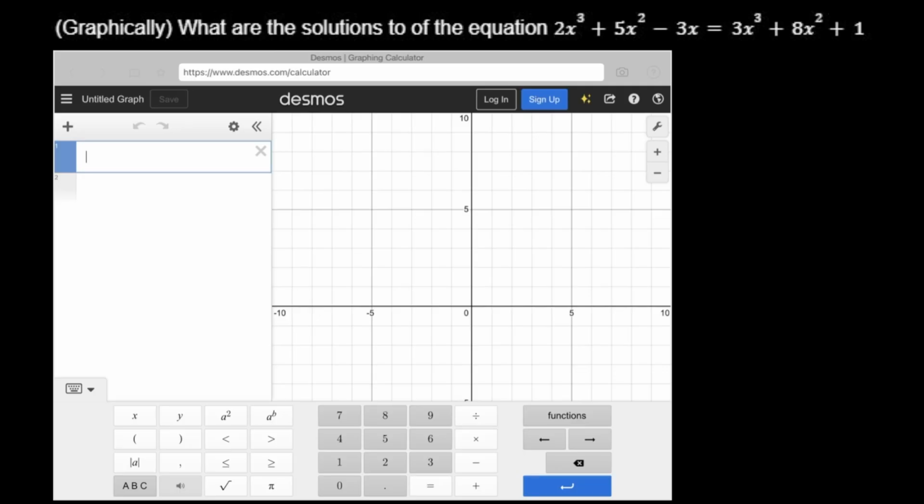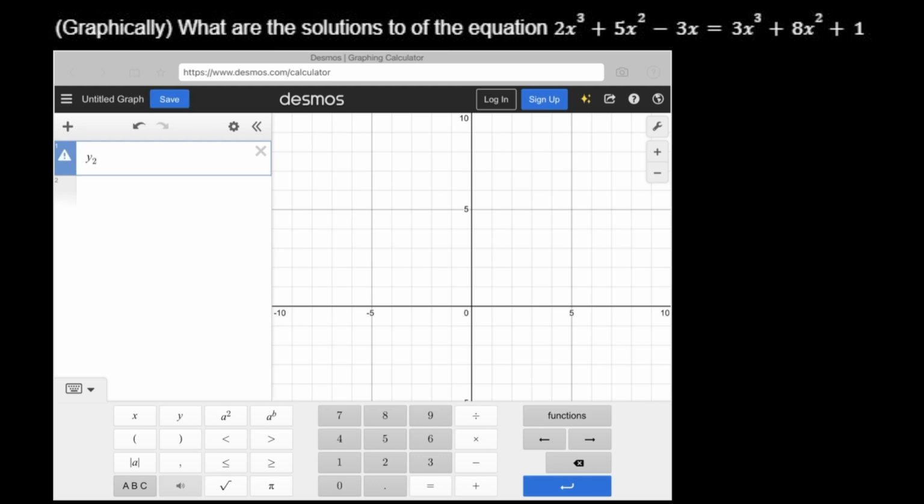So in this example, we are going to be solving the equation 2x to the third plus 5x squared minus 3x equals 3x to the third plus 8x squared plus 1. Now there's a couple of different ways to do this. I'm just going to approach it the simplest way possible, and we are doing it graphically for this. In order to do this one graphically, we simply just graph each side of the equation. We've done it before. So I'm just going to graph each side of the equation as its own equation.